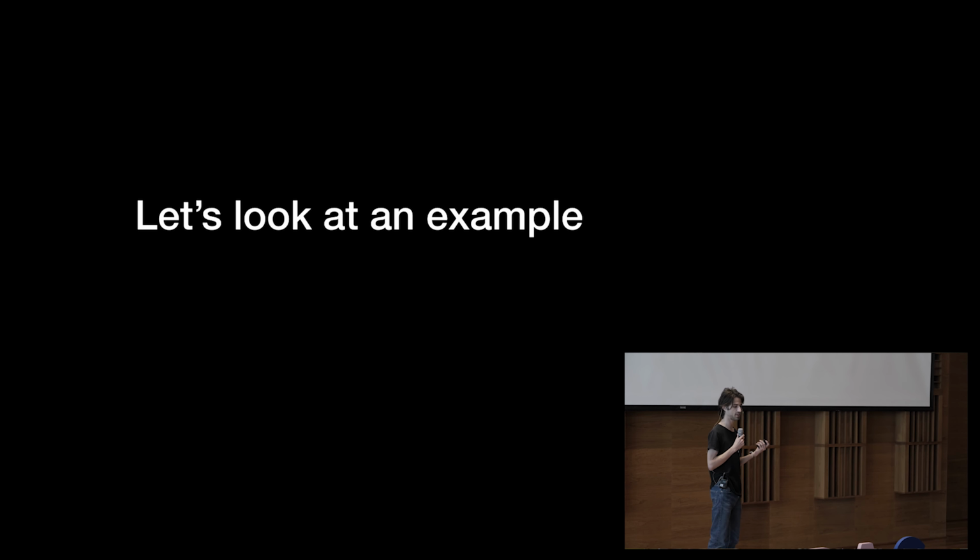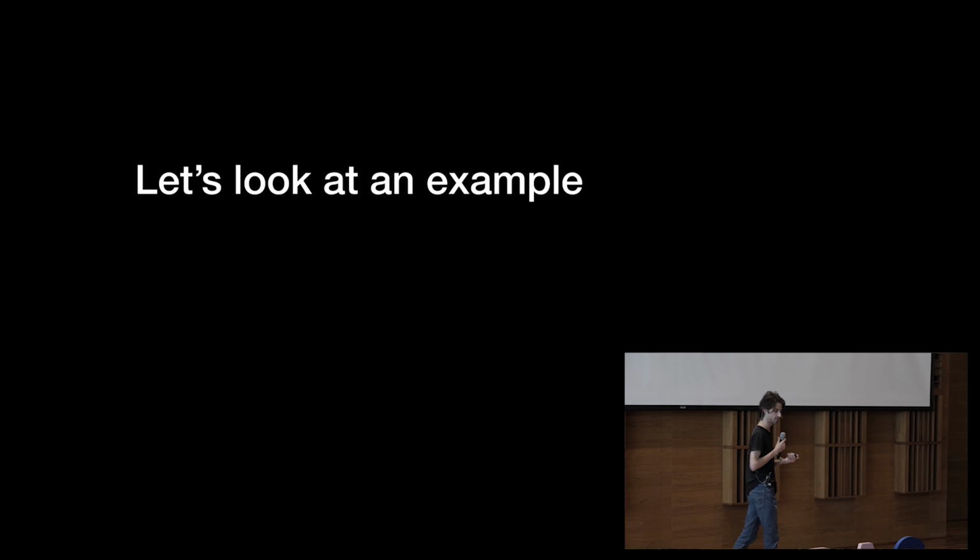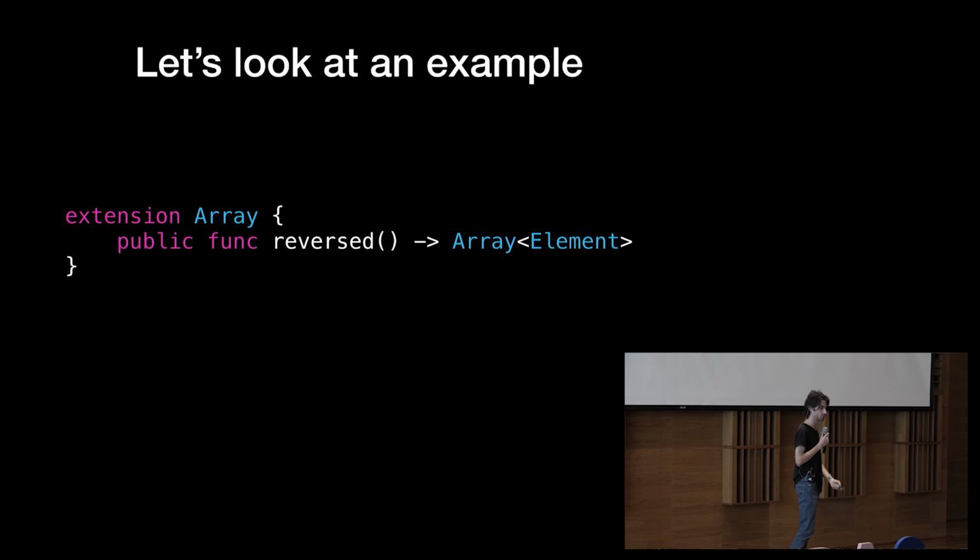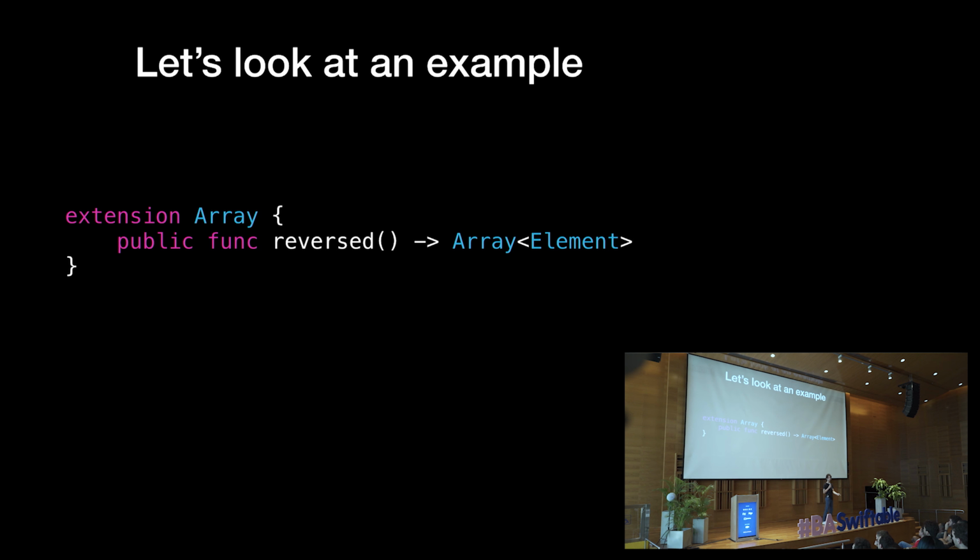So let's look at a concrete example in order to make sense of this. Let's consider this function from the Swift standard library: the function reversed that's defined on arrays. This function is pretty straightforward. It takes an array and it reverses the order of the elements inside.